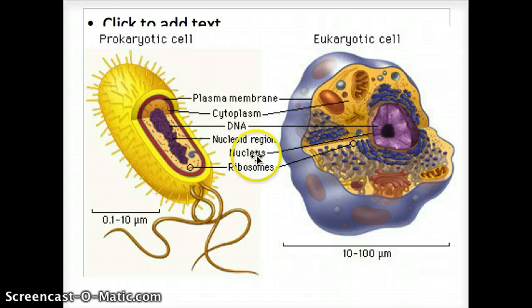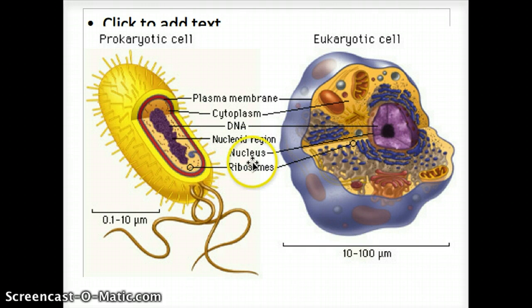Now we have a nucleus. This is only in the eukaryotic cell. The DNA in the prokaryotic cell is just floating around in the cell. In the eukaryotic cell, it's inside this membrane, this separate membrane-bound section called the nucleus. This nucleus holds the DNA for animal and plant cells. This is a key difference. We'll talk about that more in the next slide.